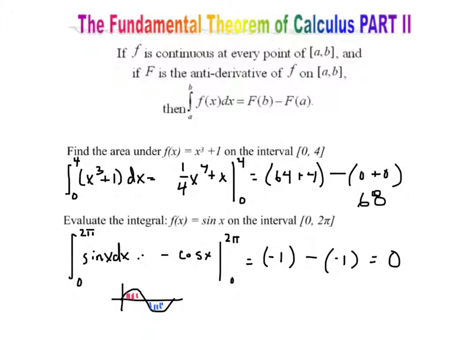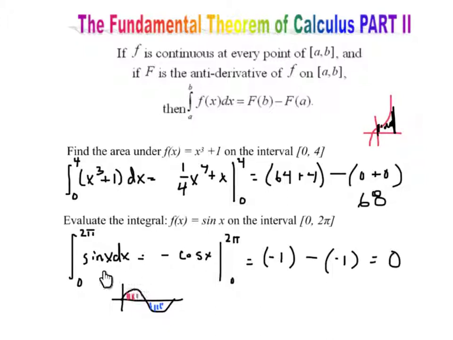Now, I do this problem, both of these really, to show you that the integral represents displacement. If you think about this as a velocity graph, you say, well, it went forward 2 units, then back 2 units, its displacement was 0. That's what the integral tells us. X cubed plus 1 is never negative. If you sketched a graph of it from 0 to 4, it's always positive, so we didn't have to worry about it.